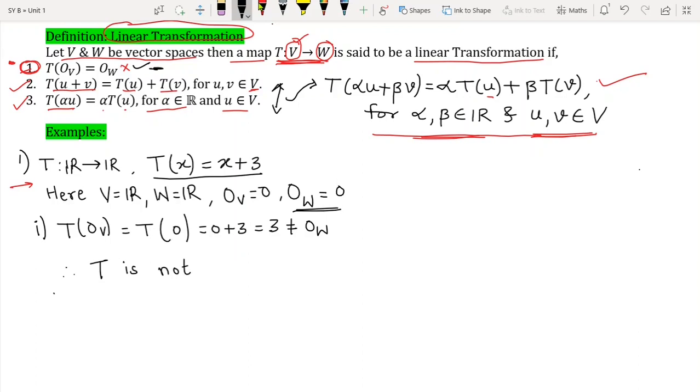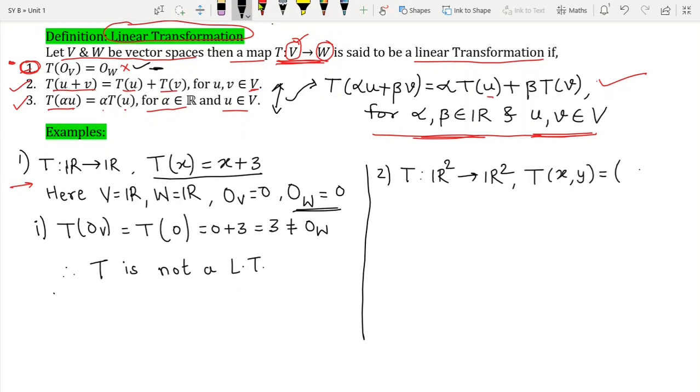So this is the beauty of this first property. Now we will go for the second example. If our T is from, say, R2 to R2 defined by T of (x, y) is equal to (x plus 1, y plus 2).